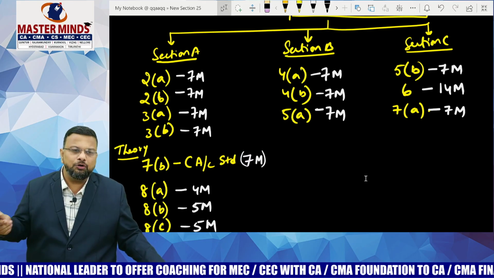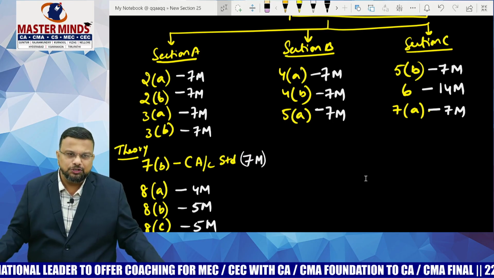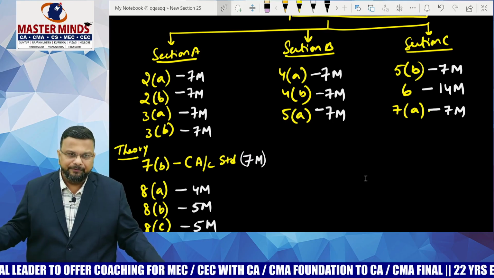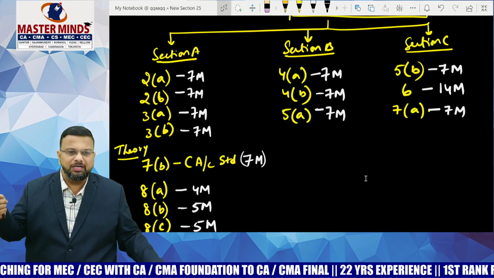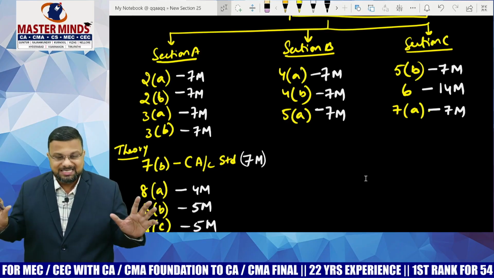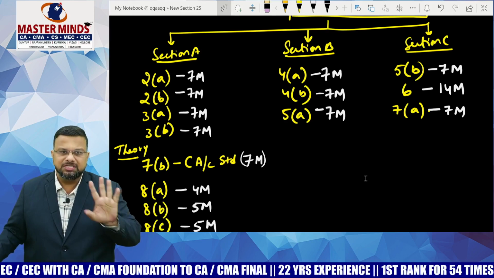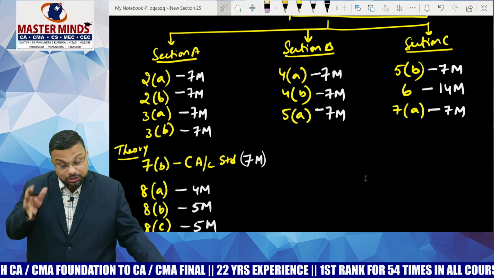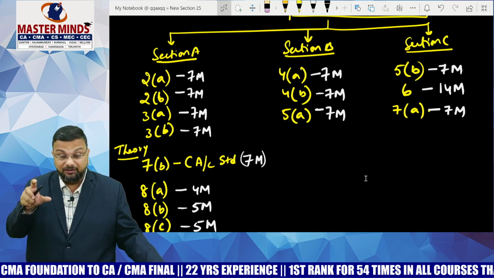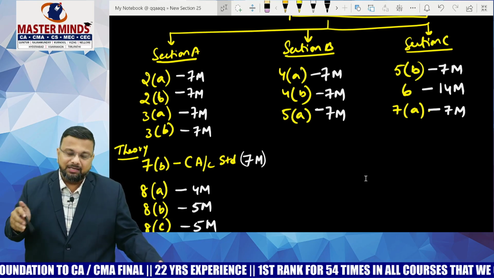So altogether how many questions do you have? 7 questions. Out of these 7 questions, you need to write how many? 5. So 5 into 14, you will get 70 marks. So out of 7 questions, you need to write 5, so 2 questions are choice. Now here the tricky point is that, luckily, the institute is following a particular pattern.